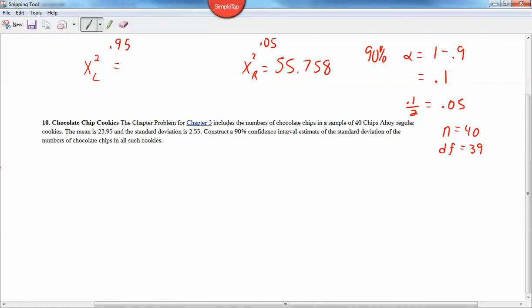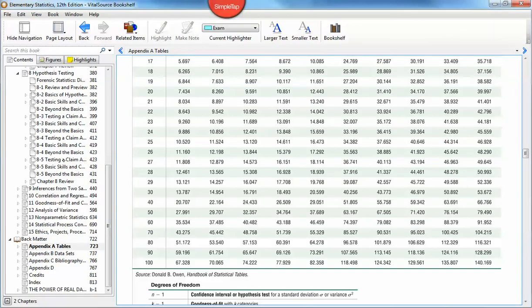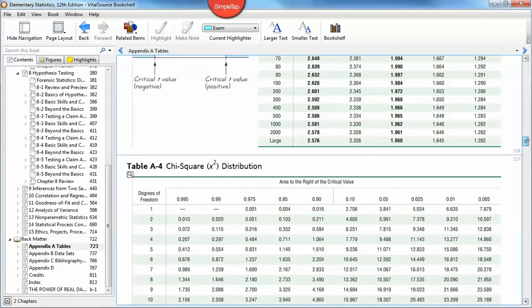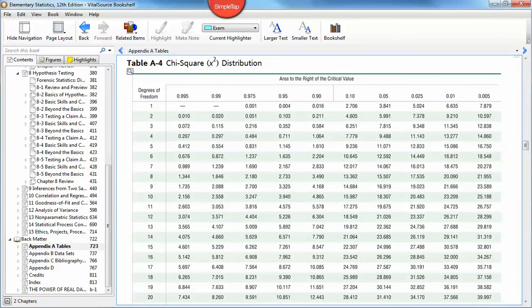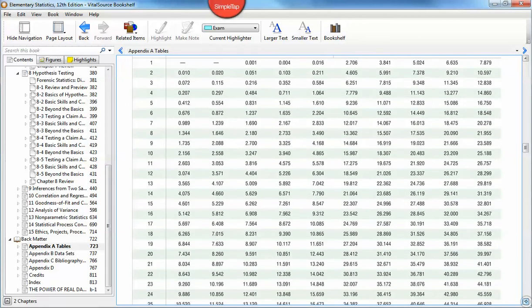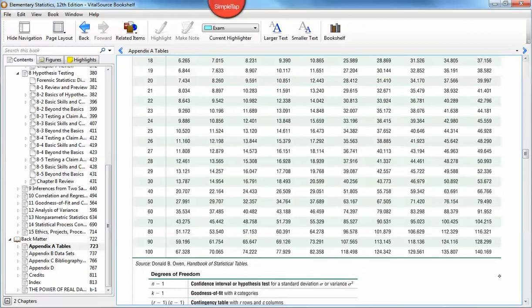Now to find our left critical value, we need to use the column for 0.95. All right, and go down to, I'd love to go down to 39, but we have to use 40 because that's all we have. 26.509.